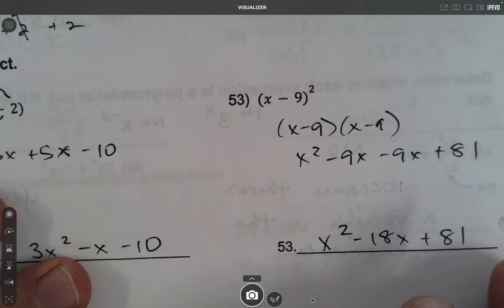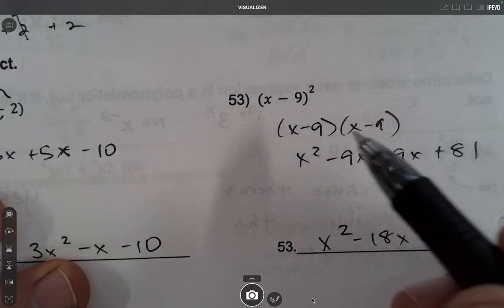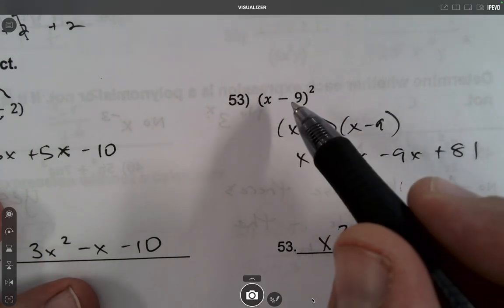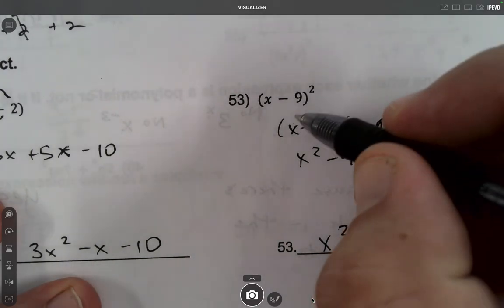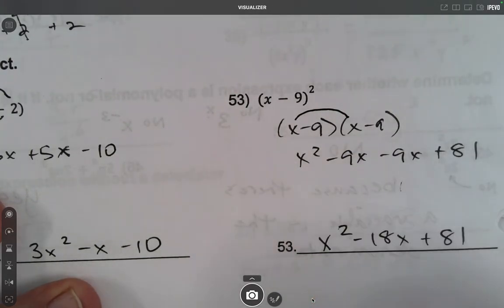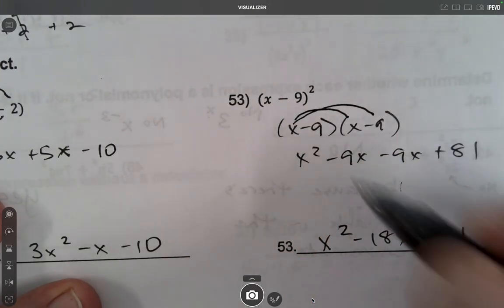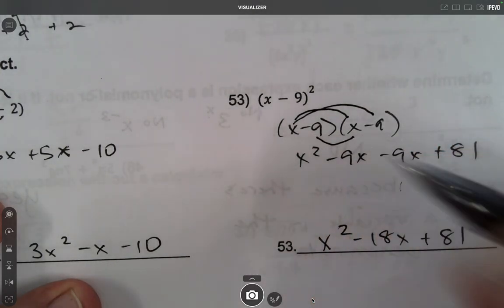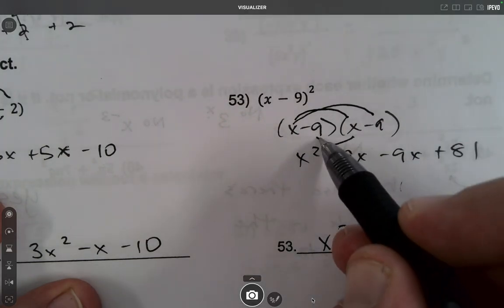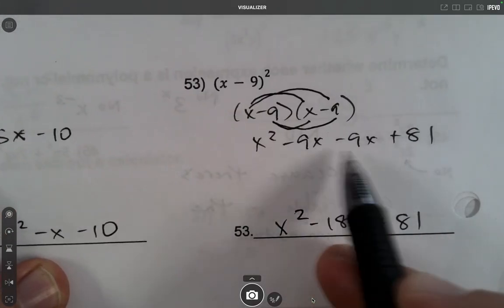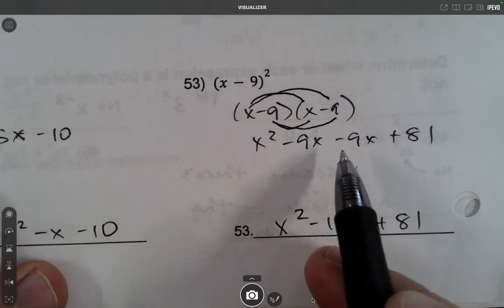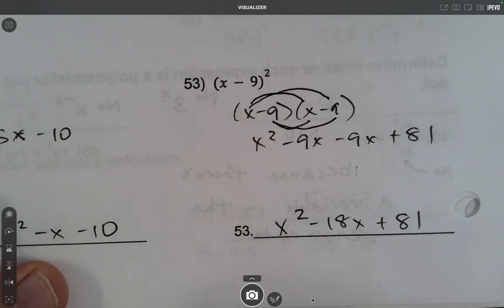Remember, remember, remember. Squared means times itself. So x minus 9 squared means x minus 9 times itself, x minus 9. Then we FOIL. x times x, x squared. X times negative 9, negative 9x. Negative 9 times x, negative 9x. Negative 9 times negative 9 is positive 81. We again have two like terms that are just x's. Negative 9x minus 9x gives us negative 18x. But the 81 and x squared stay just as they are because they have no like terms.